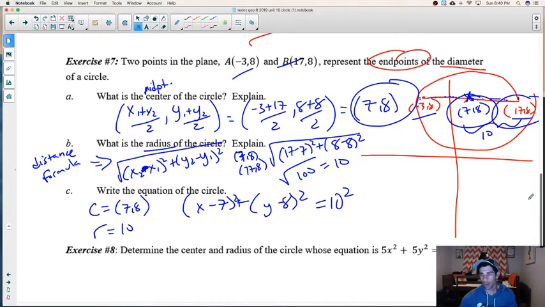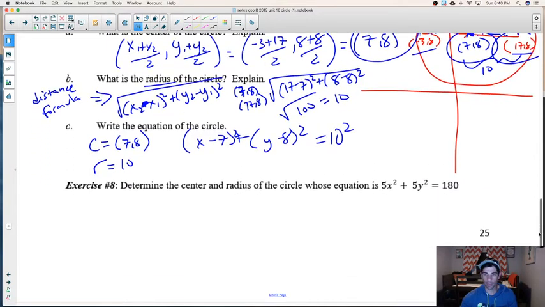All right, last but not least, we come in for a nice soft landing. Determine the center and radius of the circle whose equation looks like this. Now this looks totally different than anything we've done, because it was always x squared and y squared, or x squared plus or minus, or y squared plus or minus. There was no 5 multiplication. You can't have it there, so what we have to do is take it out. Remember, in math, if you do one thing, you do it to everybody.